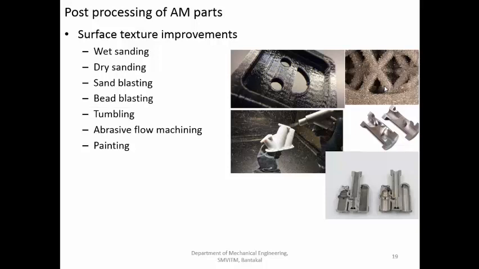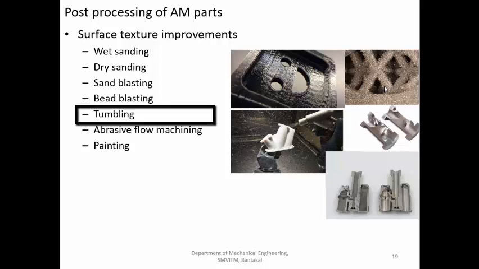Mostly wet sanding and dry sanding are used for plastic components. Sand blasting and bead blasting are used mainly for metallic components. Wet sanding and dry sanding can also be performed on metallic components for a very high finish. And sand blasting and bead blasting are mostly done for metallic components because the sand particles can very quickly erode plastic components. Next one is tumbling.